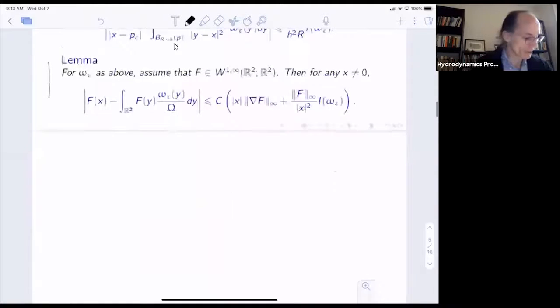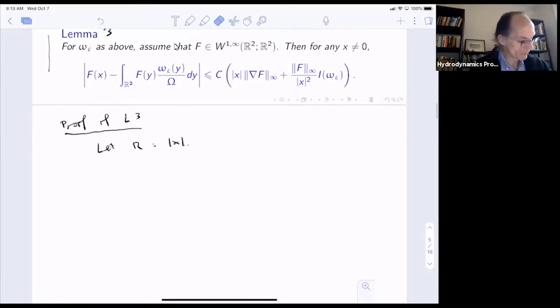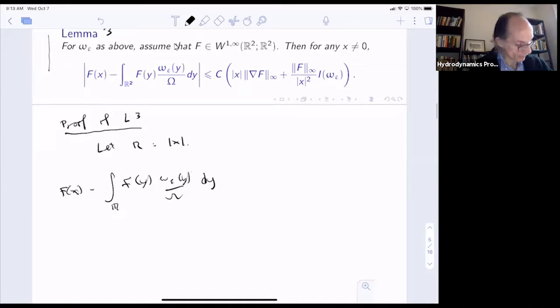Okay, so let's prove lemma 3. This should be easy. Let R be the norm of x. And let me write f of x minus the integral of f of y omega epsilon of y over capital omega dy. This is an integral over R2.